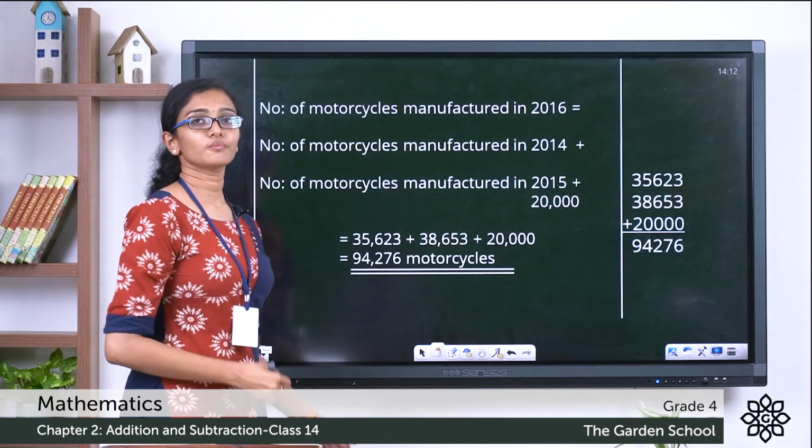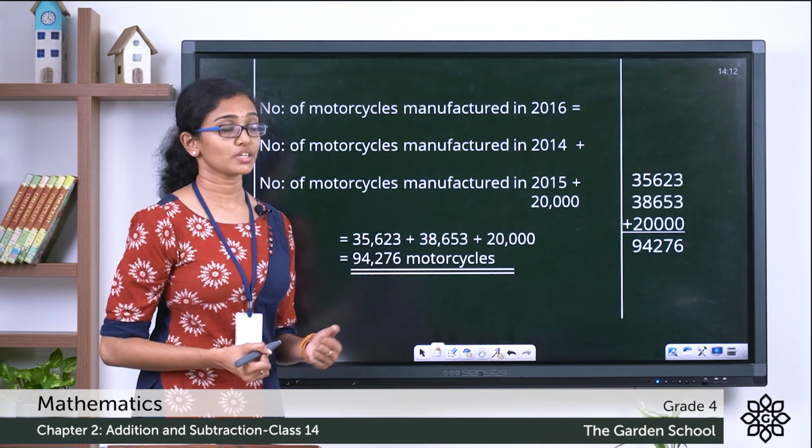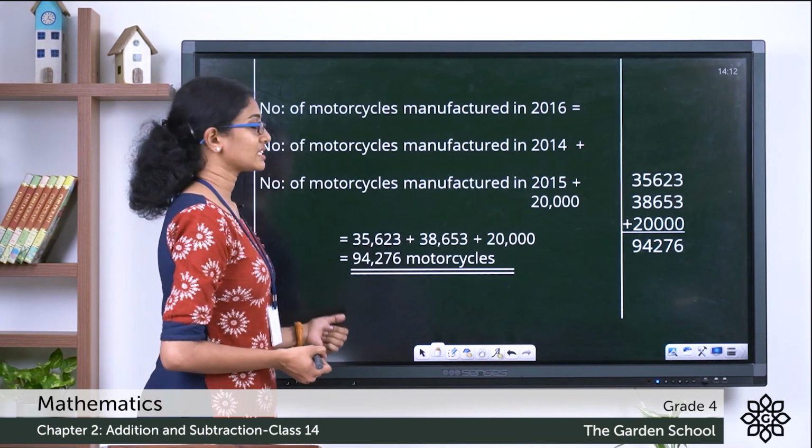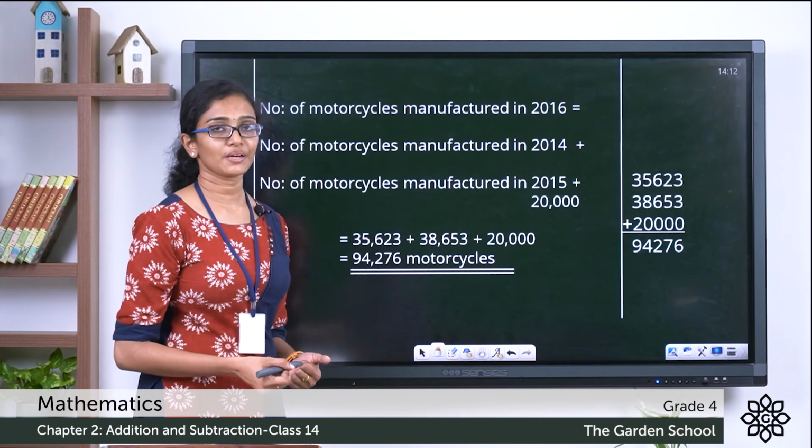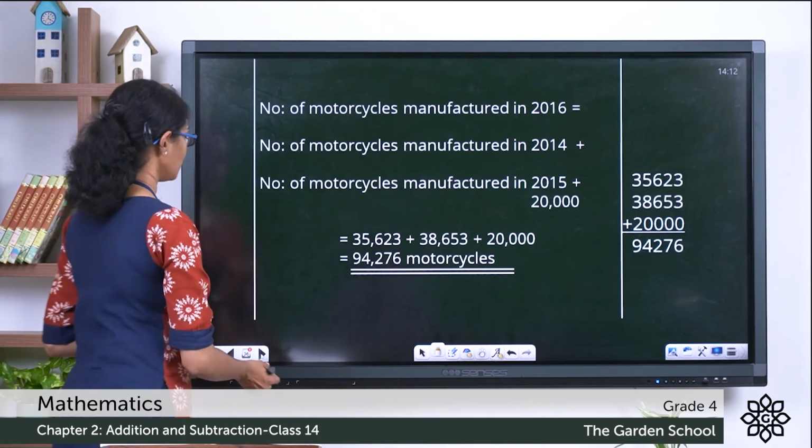So the total number of motorcycles manufactured in 2016 is equal to 94,276. So I hope this was clear to you.